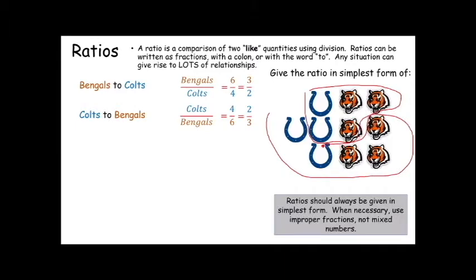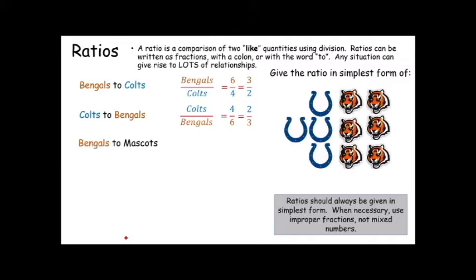Every time you have 2 Colts logos, you have 3 Bengals logos that correspond. I'm going to erase those for you. Here's one for you. What if I ask you to compare Bengals to mascots? Remember, both of these symbols represent the mascot for each of those teams. So when I say Bengals to mascots, notice Bengals becomes my numerator, mascots becomes my denominator, and I get the ratio 6 to 10. There are 6 Bengals logos compared to 10 total logos.